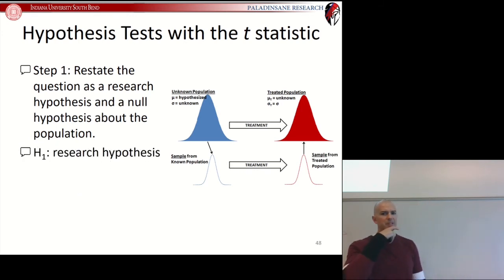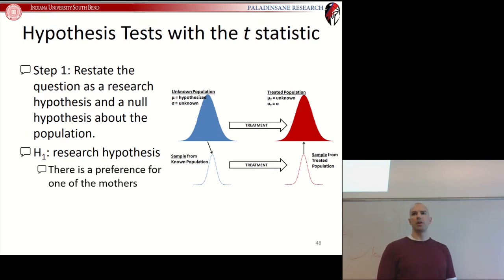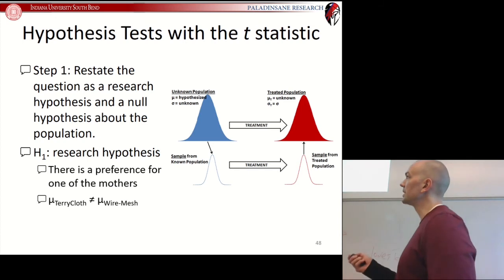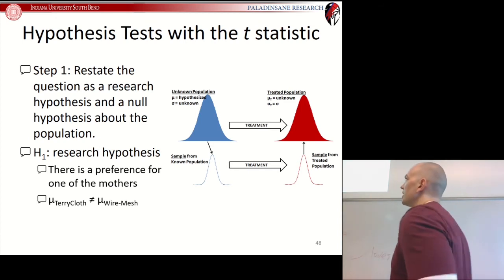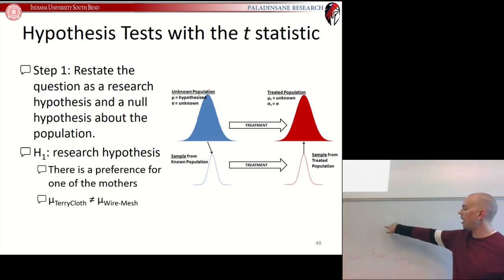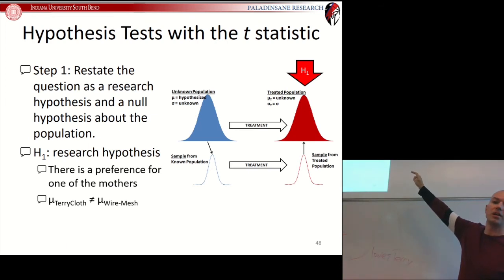The research hypothesis is that there is a preference for one of the two mothers. What that means is that the time they spend with the terry cloth mother does not equal the time they spend with the wire mesh mother, does not equal 9 hours. That means that they belong to this population over here, to that treated population that prefers one of the mothers.